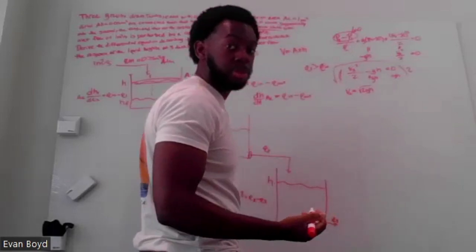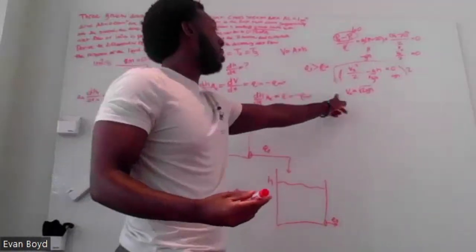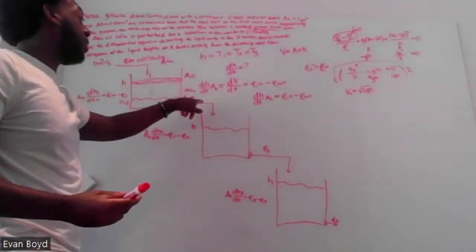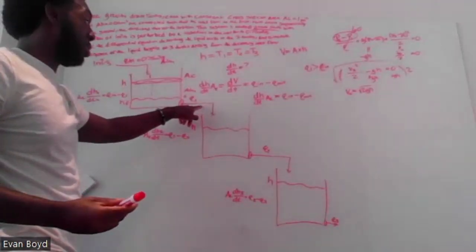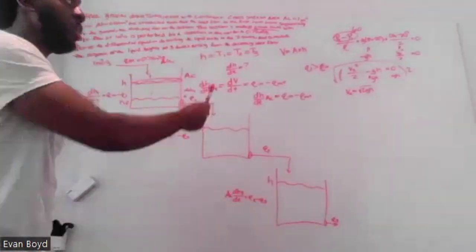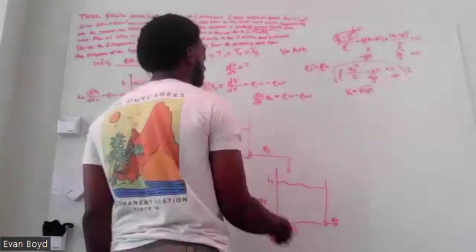So this is the equation for the velocity leaving each tank. It works for this tank, and this tank. This is the equation to find the velocity flowing out for all the tanks.